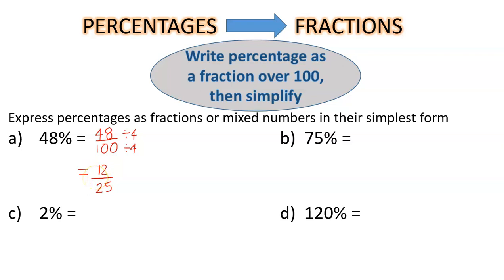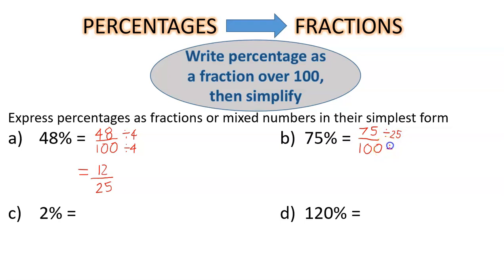I'm going to move straight across now to example B. So what do I want to do here? I want to express 75% as a fraction. First thing we do is write 75 over 100, as we've got in that oval above. And then I ask myself again, is this in its most simplest form? Well, the highest common factor for 75 and 100, and this is where your calculator is going to help you a little bit, is 25. I divide by 25.